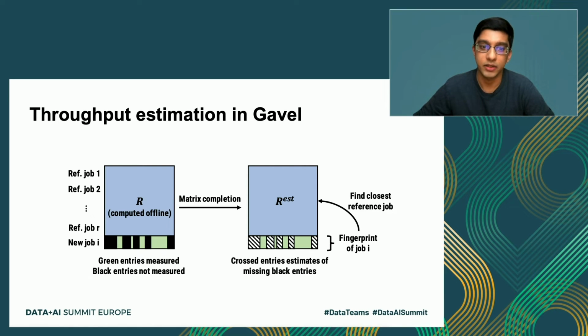And then when the new job arrives, we'll simply make a copy of R and append a new row to it for the new job. And we'll only measure a subset of the entries in that row. Then we'll use matrix completion to complete the rest.